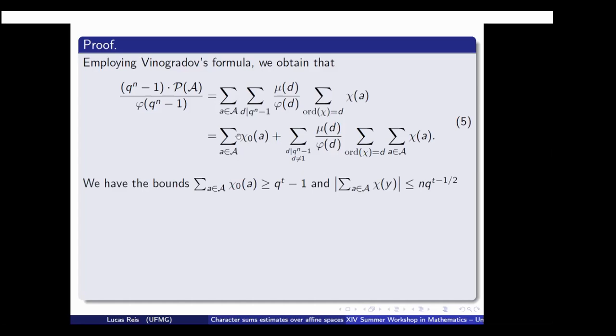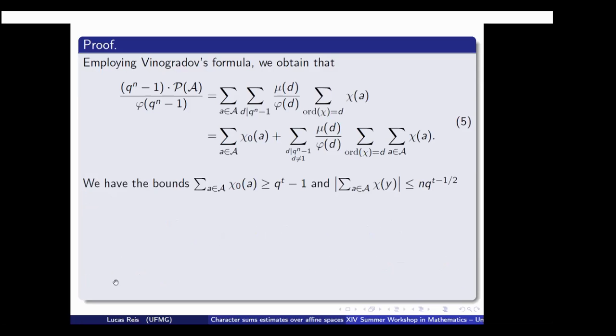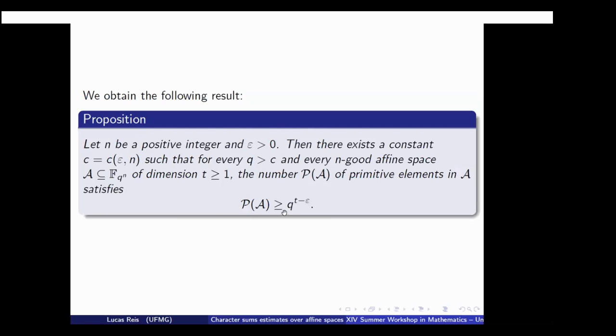And so essentially, I just employ the bounds we have. And so it just takes some calculations. I'm not going to give all the details. Here is the function W that appears. It's just the number of square-free divisors of q to the n minus 1. This is just because the Möbius function is 0 whenever the divisor is not square-free. So the sum only counts when d is a square-free divisor of q to the n minus 1. That's why this function appears, but we have some trivial bounds for the function W and also the Euler function. So at the end, we can get this lower bound.